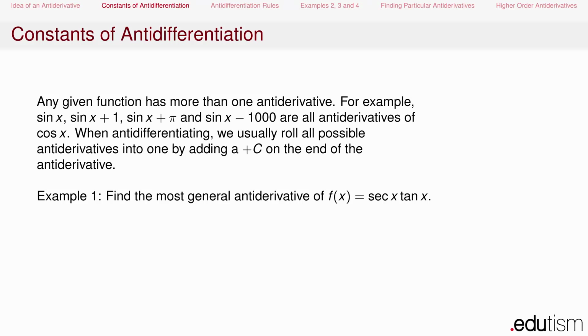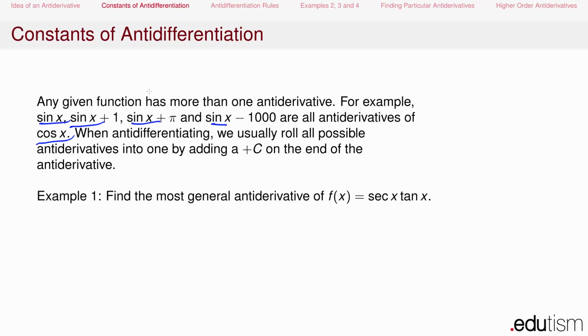Any given function has more than one antiderivative. So if we look at the functions sine x plus 1, sine x plus pi, and sine x minus 1000, if we take all their derivatives, we get cos x, cos x, cos x, and cos x. These constants all go to 0 when we take their derivatives. It means that each one of these four functions is an antiderivative of cos x.